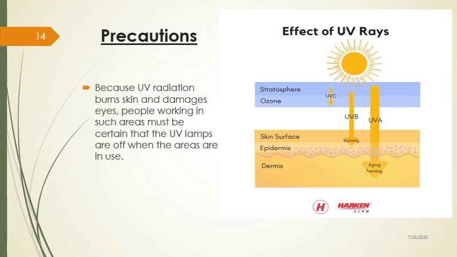Regarding the risk of using ultraviolet radiation, we must take some precautions, because UV radiation burns skin and damages the eye, as we already discussed in previous slides, how UV radiation affects the eyes and causes cataracts and retinal damage, and how it causes skin cancer. So people working in such areas must be certain that the UV lamps are off when the areas are in use.